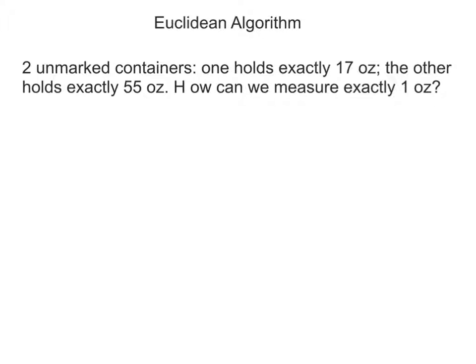We start by using the Euclidean algorithm to find the greatest common divisor. So we're going to have 55 is equal to 3 times 17 plus 4. Then 17 is equal to 4 times 4 plus 1. So we know 1 is our greatest common divisor of 17 and 55. So that's good news, because then that means we can solve any Diophantine equation. We use the steps backwards.